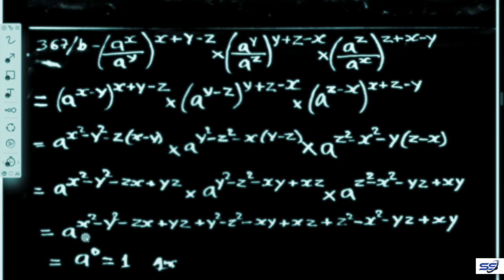Now let's see a to the power: here x square plus and x square minus cancel, y square minus and y square plus cancel, and minus z square plus z square cancel. Here every square term is cancelled, and now see here minus zx plus zx also cancel, plus yz minus yz also cancel, here minus xy plus xy cancel. In this way the total is cancelled, total cancel each other, rest is only 0, equal a to the power 0, and anything to the power 0 is always 1. So equal a to the power 0 equals 1, and 1 is our answer.